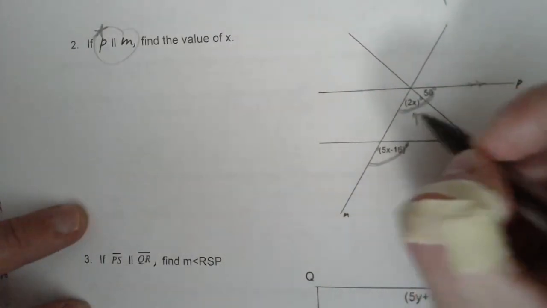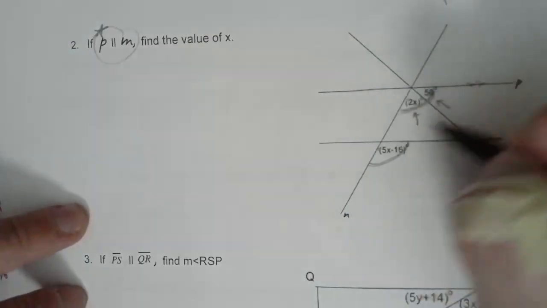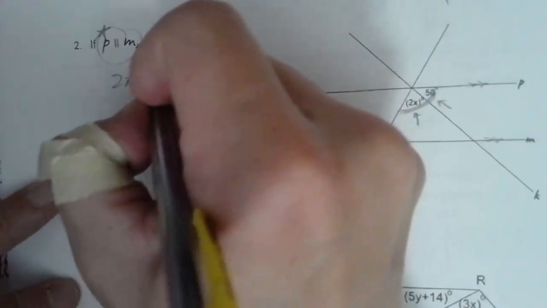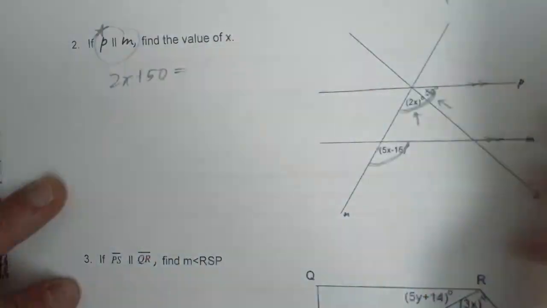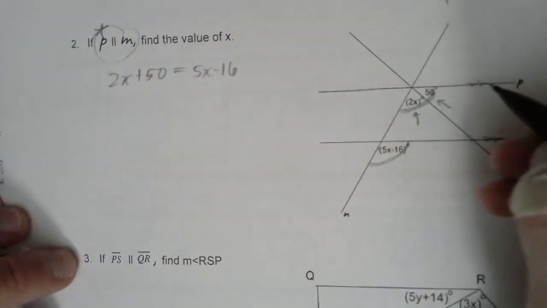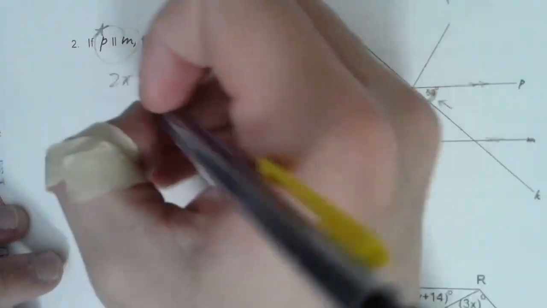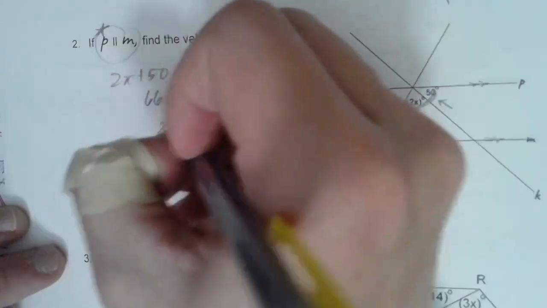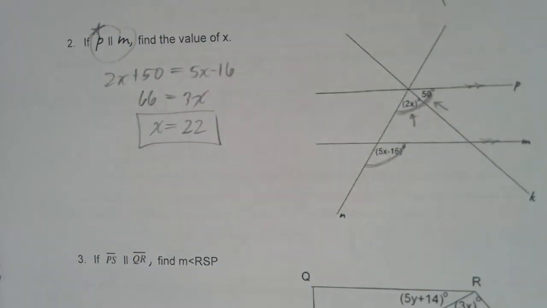Since 2x and 50 add together to make this total angle, we can conclude they must be equal to 5x minus 16. Alrighty, so I'll subtract 2x from both sides, add 16 to both sides to get that 66 is equal to 3x, and so x must be 22. There we go. That is my value for x here.